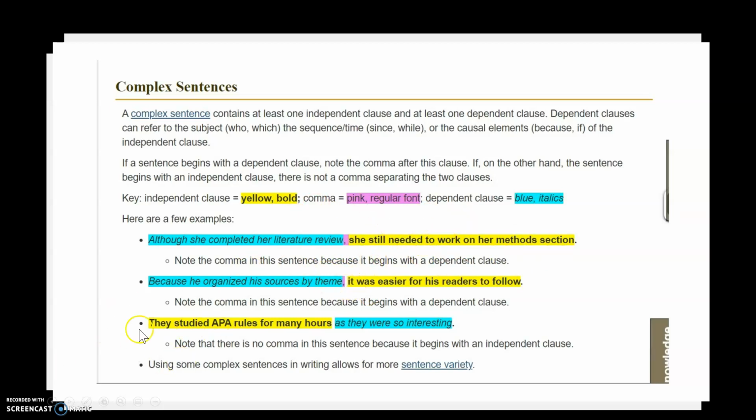Here we have a situation where the dependent clause comes after the independent clause. They studied APA rules for many hours as they were so interesting. You'll note that when the dependent clause comes after the independent clause, there is no comma. There's a complicated rule for this. We're not going to go into why that rule exists. Just know that if the dependent clause comes before, you need the comma. If the dependent clause comes after, you don't need the comma.